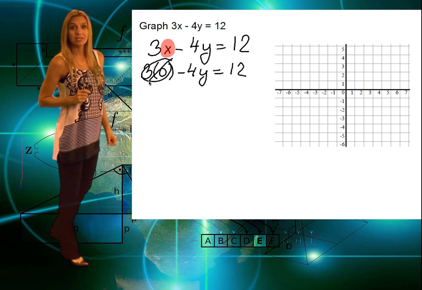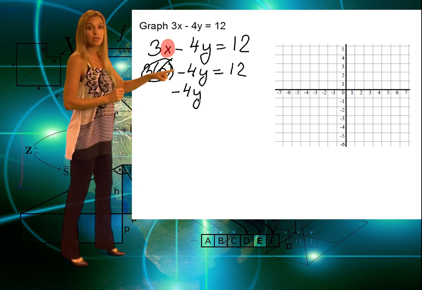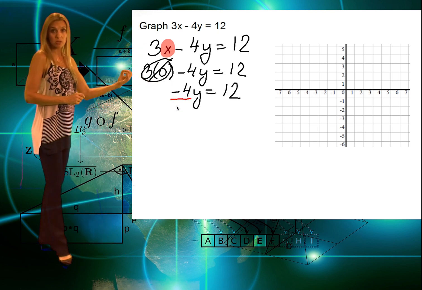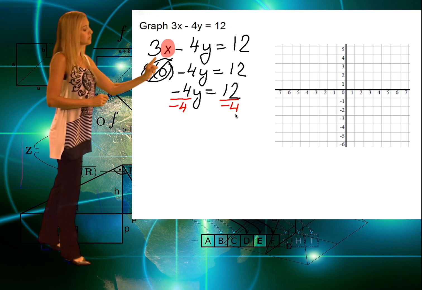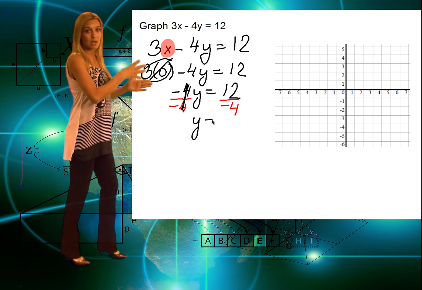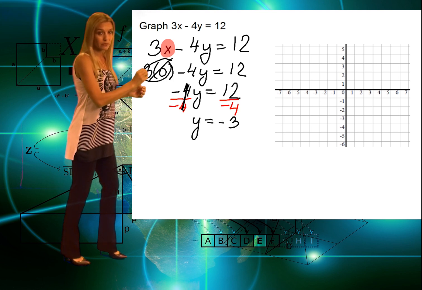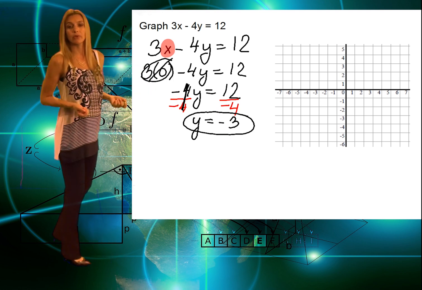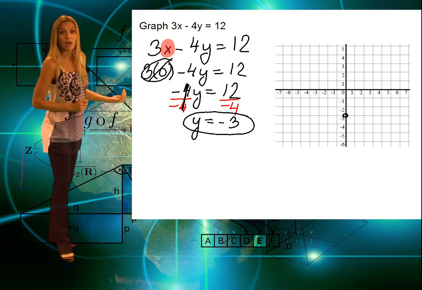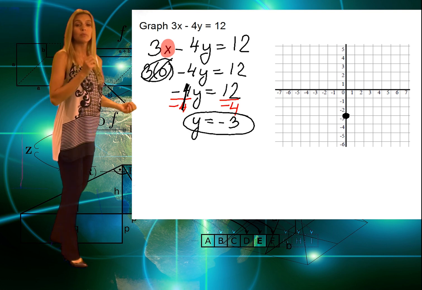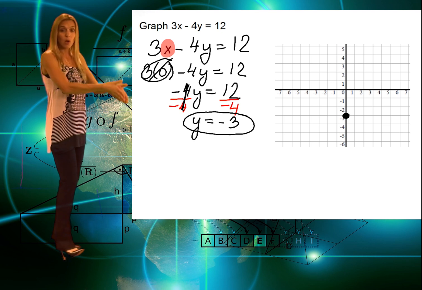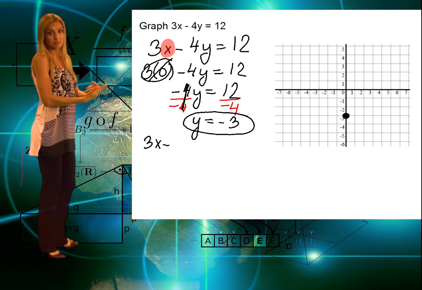I want to know what y is equal to, so I have to divide both sides by negative 4. Negative 4 divided by negative 4 is 1, so I have 1y equals 12 divided by negative 4, which is negative 3. So I have a point on the y-axis at negative 3, because y is equal to negative 3. So there's my point, negative 3, which represents the y. Now let's replace the y with 0. Let's substitute 0 for y so we can solve for x.